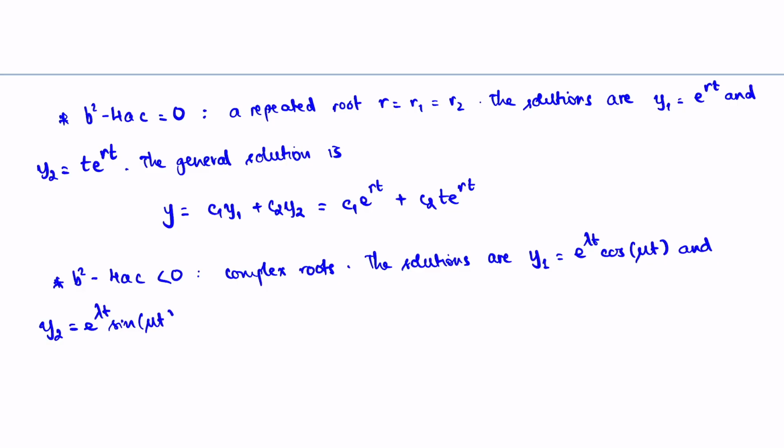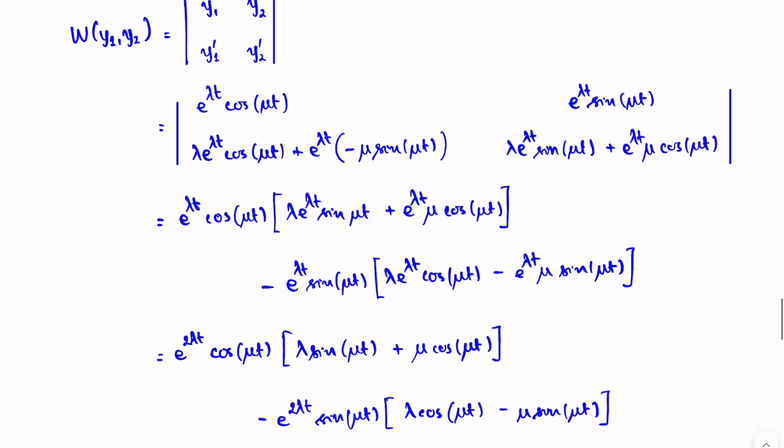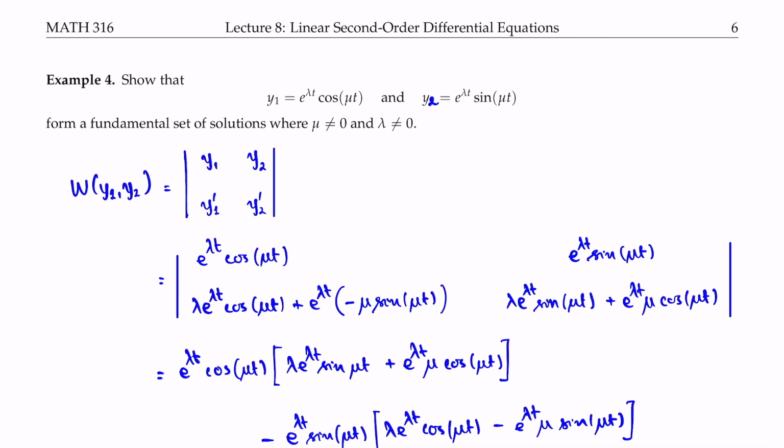sine of mu t. So these two solutions you have seen in one of the examples in the last lecture, lecture 8, where you had to find the Wronskian of these two functions, right? So if you go back to lecture 8, you will see these are the two functions we are talking about. Right? So the two functions actually come from the case of complex roots of the characteristic equation.